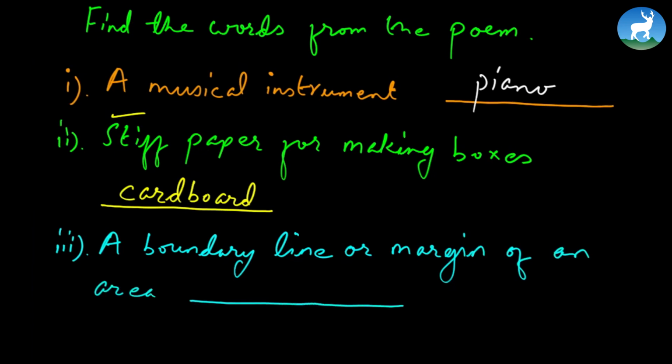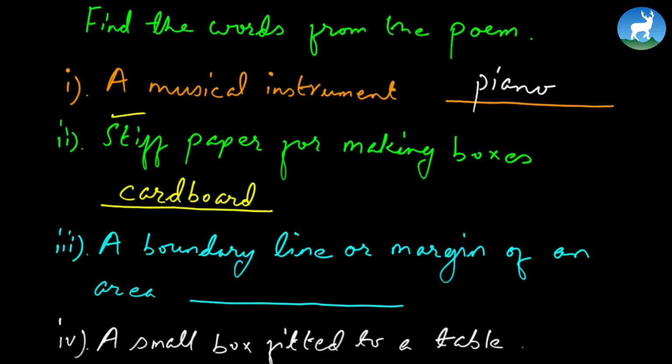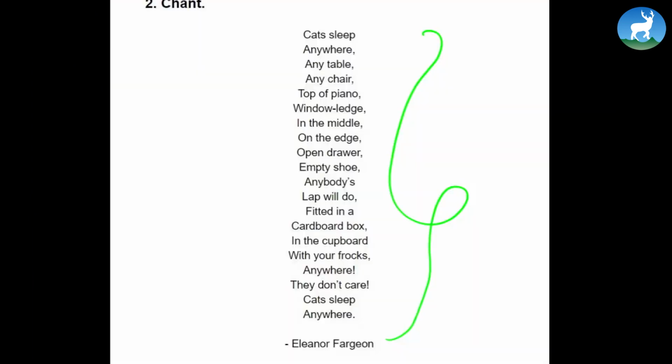Read the poem, sure you'll get the answer. Okay. Number 4. A small box fitted to a table. What do you call it? In what way has the poem described this particular thing here? A small box fitted to a table. Okay, so look at that.